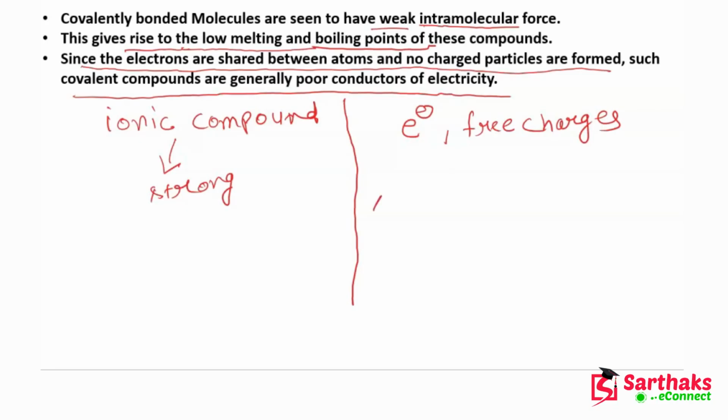But here one more thing you have to remember, that graphite is a conductor of electricity. And why is it a conductor of electricity? Because there is one free electron, and because of the free electron it is a good conductor of electricity. So I hope guys this point is clear to you. Now let's move on to the next slide.